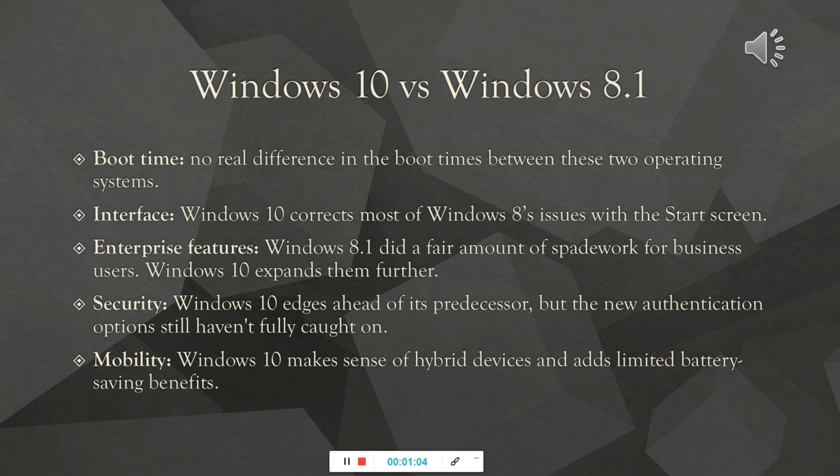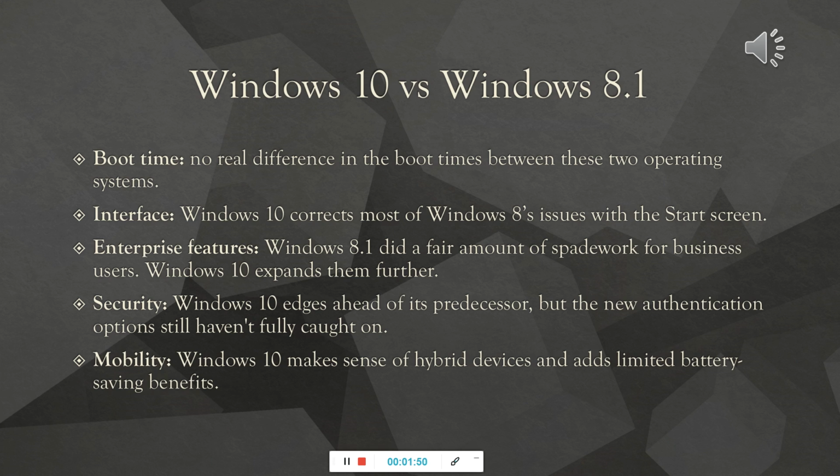At the beginning, I had to determine which version of the Windows operating system to upgrade to. I compared some features offered in Windows 8.1 and Windows 10. First is the boot time. There doesn't seem to be any real difference in the boot times between these two operating systems. Next is the interface. Windows 10 corrected most of Windows 8's issues with the start screen, and the file management and virtual desktops are potential productivity boosters.